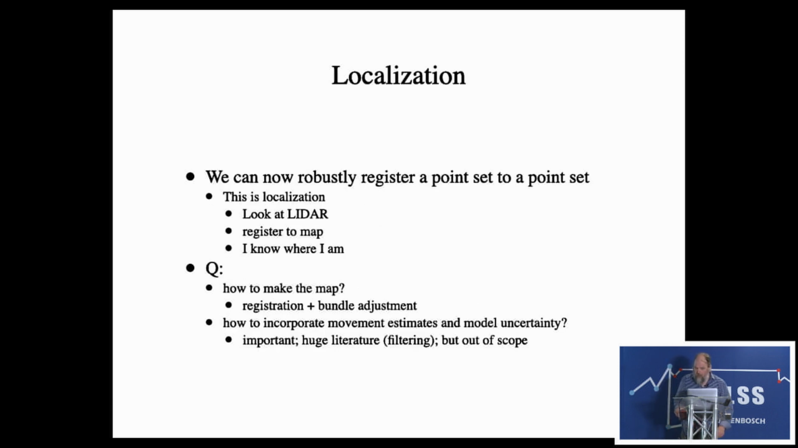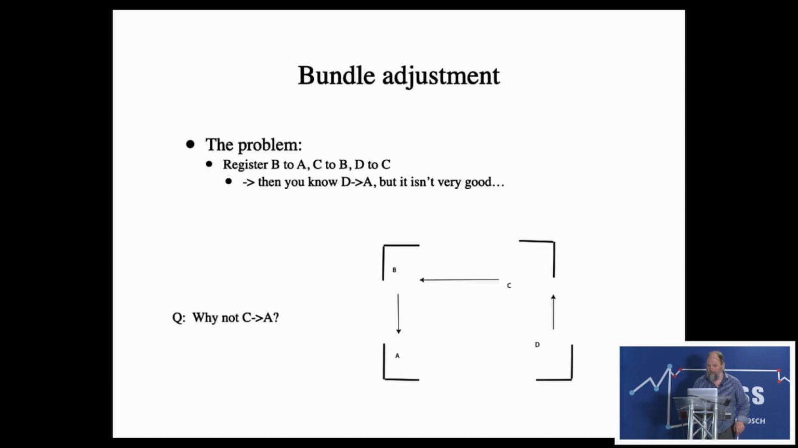Okay, so imagine I do all that stuff. I can robustly register a point set to a point set. This is localization. I can look at the LiDAR, I can register to a map, and I know where I am. How do I make the map? Well, basically, I'm going to register things, but there is one small problem.